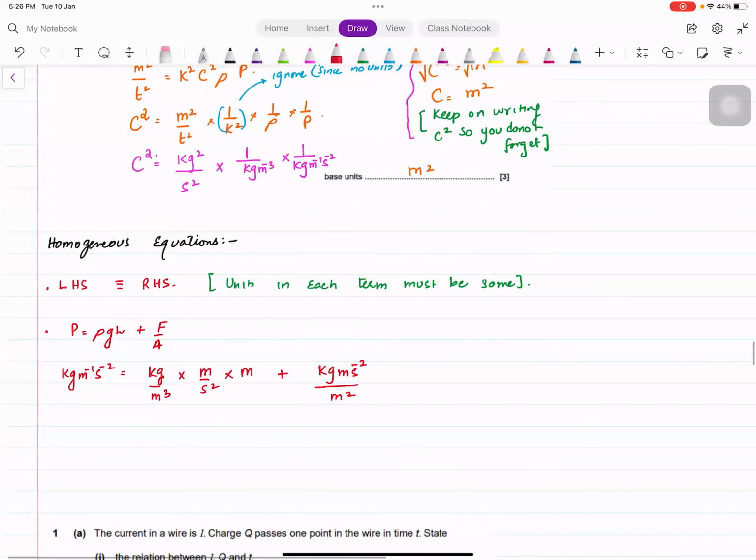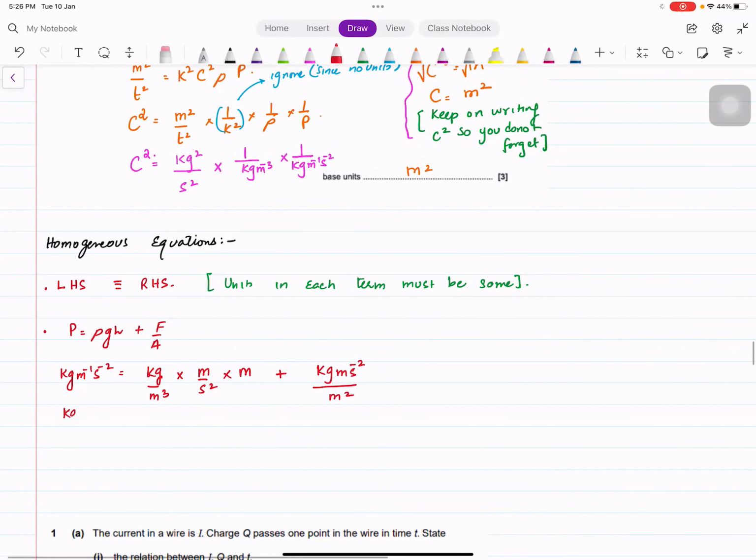Now let's go on and simplify this. So kg meter^-1 second^-2 equals this. If you look at it, there are 2 m's on top and 3 at the bottom. So these 2 will be cancelled out with this. So we're left with kg meter^-1 second^-2.